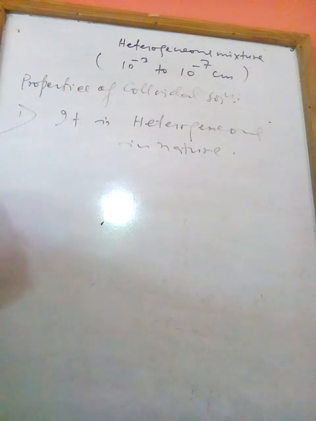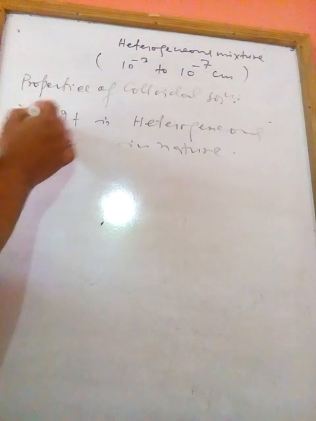I am going to explain properties of colloidal solution. Colloid, as you know, is a heterogeneous mixture. It is heterogeneous in nature. The particles of colloids are uniformly spread throughout the solution. The mixture appears to be homogeneous. It is due to the relatively smaller size of colloidal particles, but actually a colloidal solution is a heterogeneous mixture.